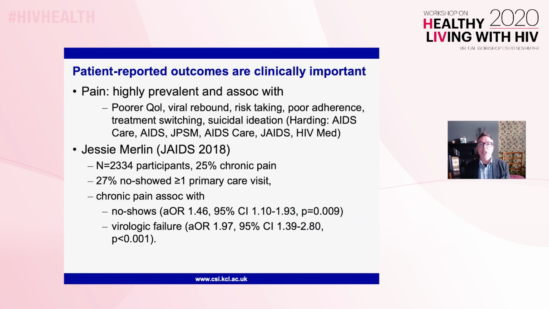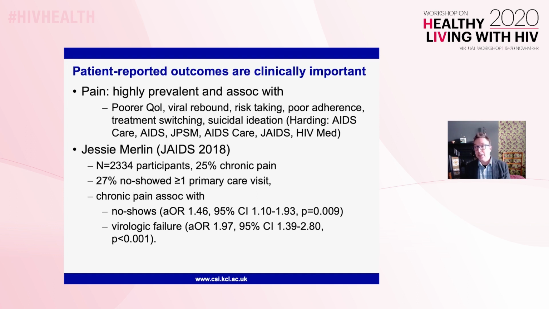So we do know that patient-reported outcomes are clinically important. What a patient can identify really matters in clinical management of people living with HIV. If we take the example of pain, we know that pain is a highly prevalent concern for people living with HIV. It has to be self-reported, and it's associated with a number of outcomes, including poorer quality of life, viral rebound, sexual risk-taking, poor adherence to treatment, treatment switching, and suicidal ideation.